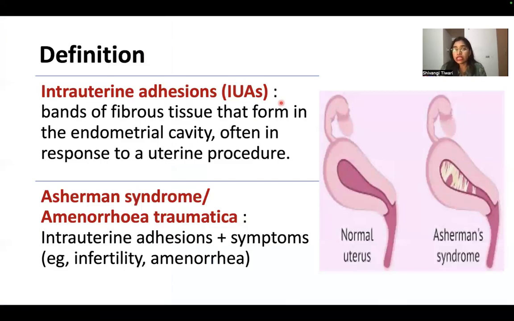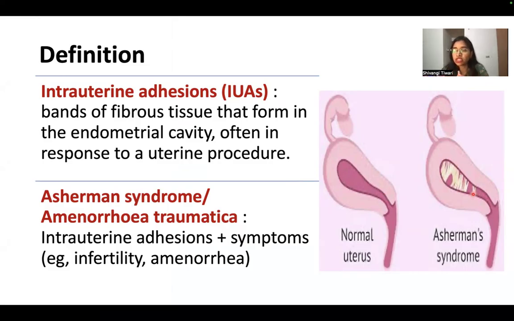So, what is intrauterine adhesions? See, this is the uterus. This is a normal uterus, and these are the bands of fibrous tissue within the endometrial cavity. So, these are intrauterine adhesions. Intrauterine adhesions are the bands of fibrous tissue that form in the endometrial cavity, and they often are a response to a uterine procedure.